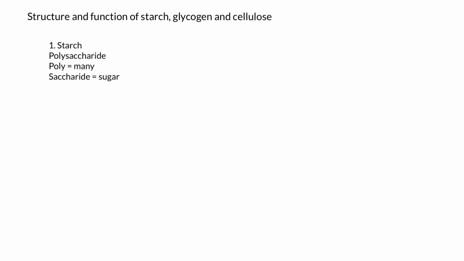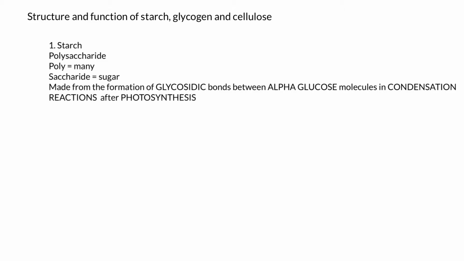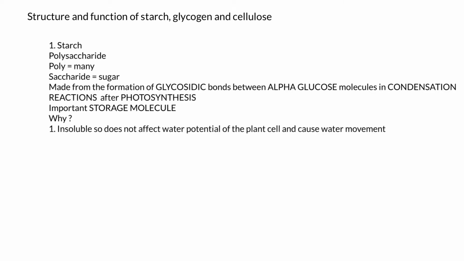Starch is produced as a result of photosynthesis. So during photosynthesis, plants make glucose, and those glucose molecules are joined together via condensation reactions. They form glycosidic bonds between each other. And this is really important because glucose is soluble. And if we just left it as glucose within plant cells, it would just dissolve away and be lost and not be able to be used by the plant. But starch is an insoluble polysaccharide, meaning that it's a good storage molecule.